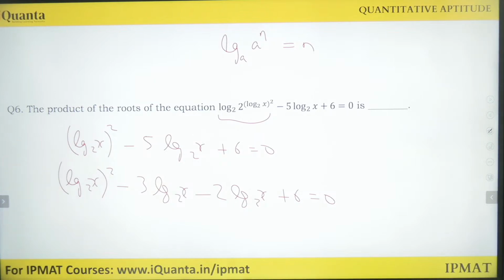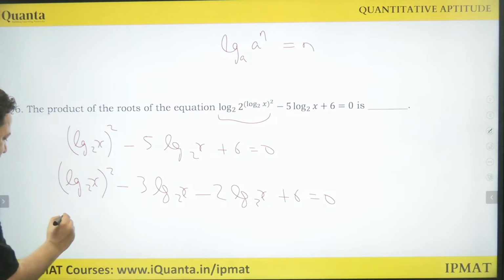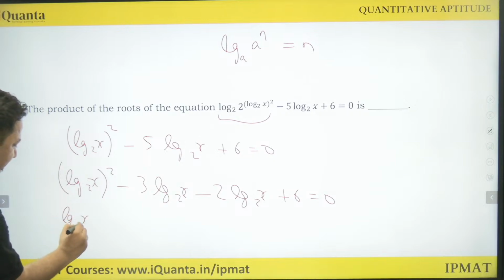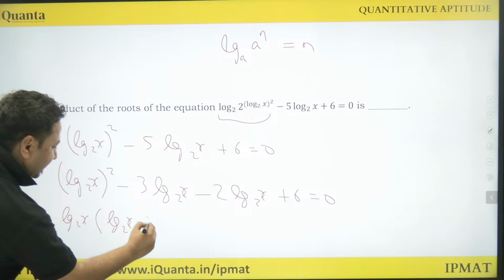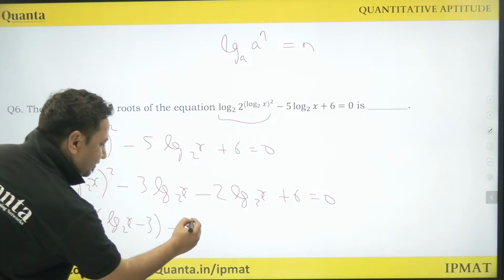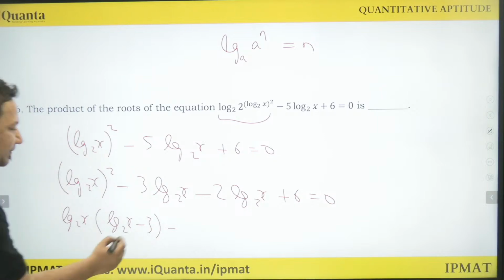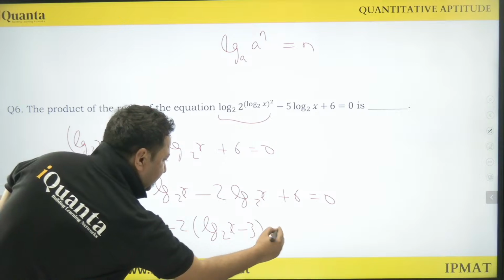Makes sense? Middle term. Splitting the middle term. I can take log x common from the first 2. I'll be having log x base 2. Inside the bracket, I'll have log x base 2 minus 3. Let's take minus 1 common here. Alright, let's take minus 2 common here. I'll have log x base 2 minus 3 is equal to 0.